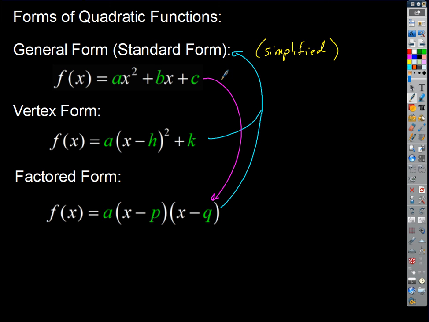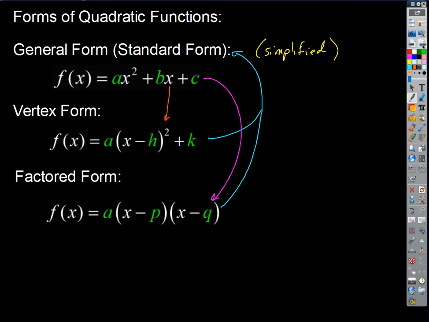What if we want to start in standard form and turn it into vertex form? Okay. Now notice in vertex form, look at this quantity right here. I've got an x minus h quantity squared. That looks like a perfect square, right? We've got something x minus something squared. That's a perfect square. How do we create perfect squares in unit 2? What was that process called?